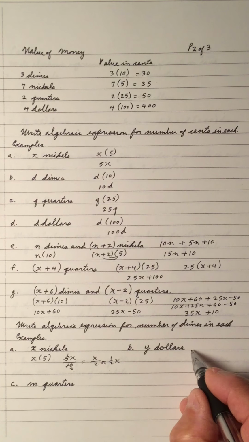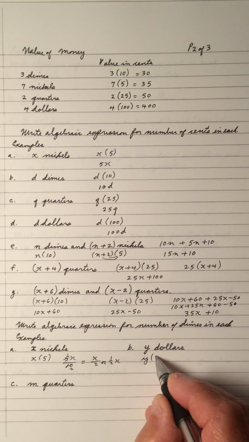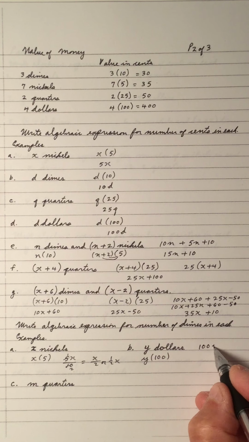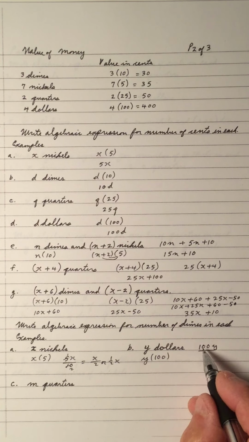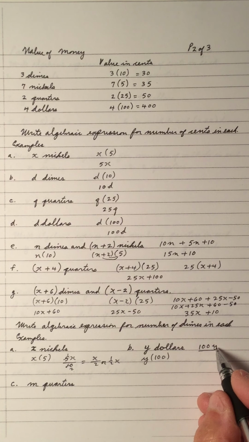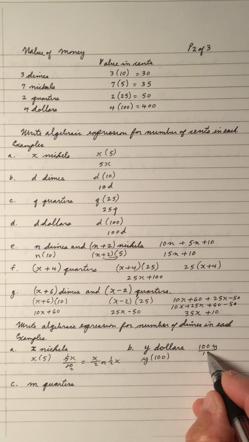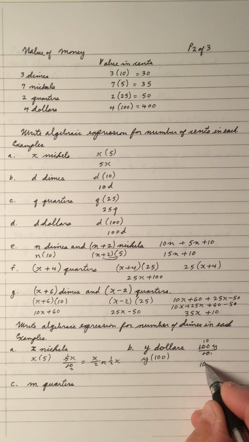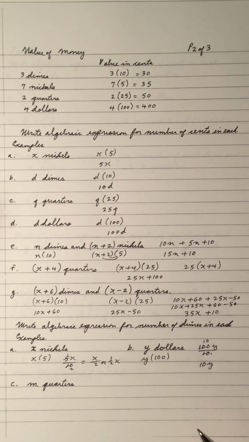Y dollars, we have 100 cents in a dollar, so that gives us 100Y, and that's the number of cents. And we want the number of dimes, so we divide by 10. So 10 into 100 goes 10, so we get 10Y is the number of dimes in Y dollars.